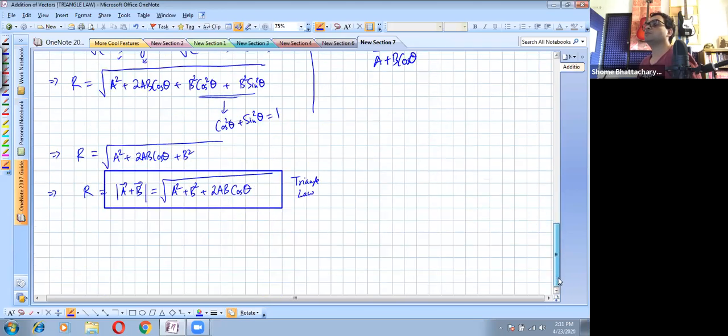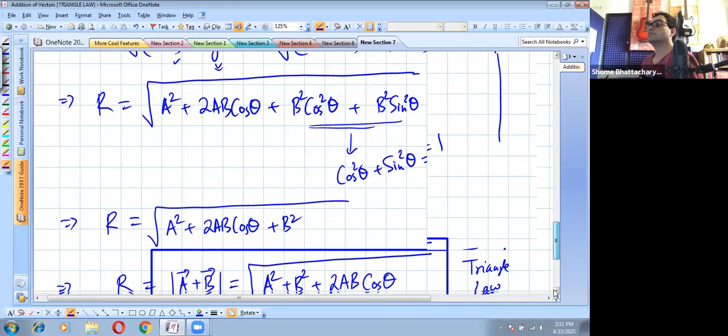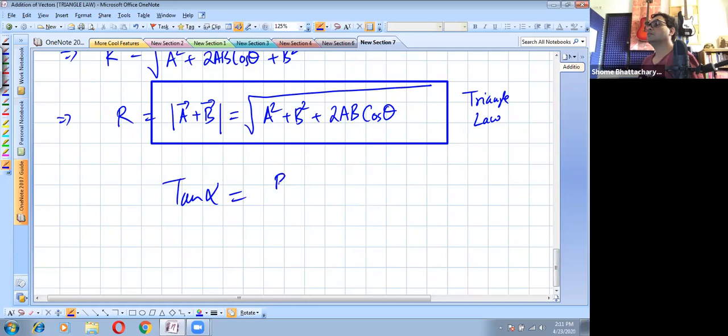So I just put it below over here so that both the formulas are in one place in your notes. So tan alpha is becoming this formula, b sin theta divided by a plus b cos theta.